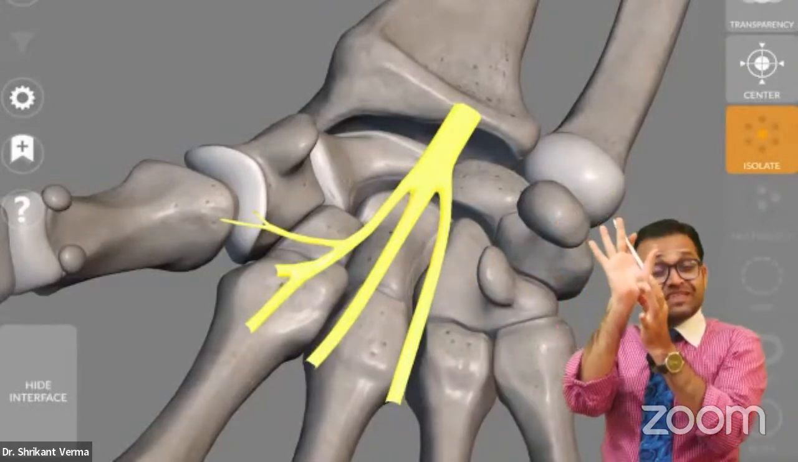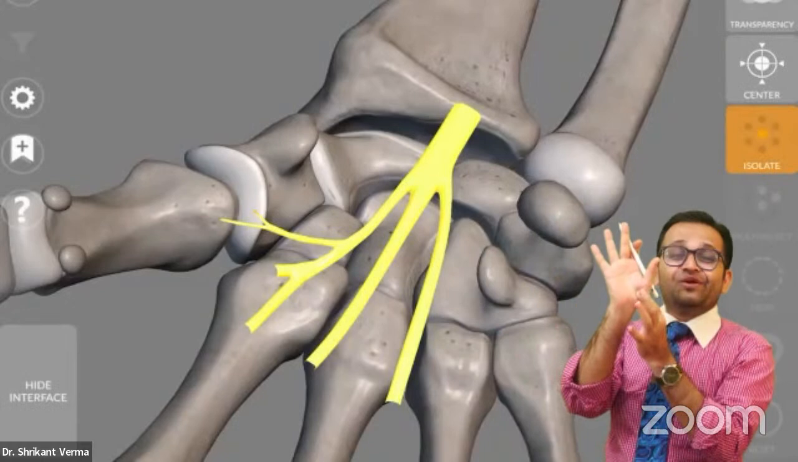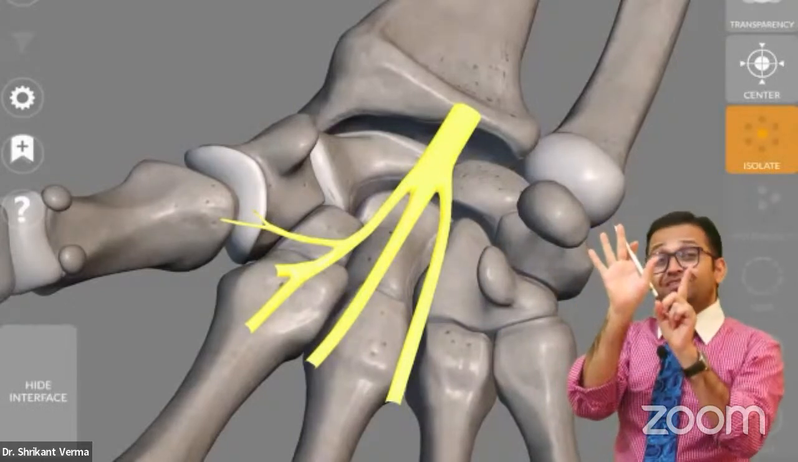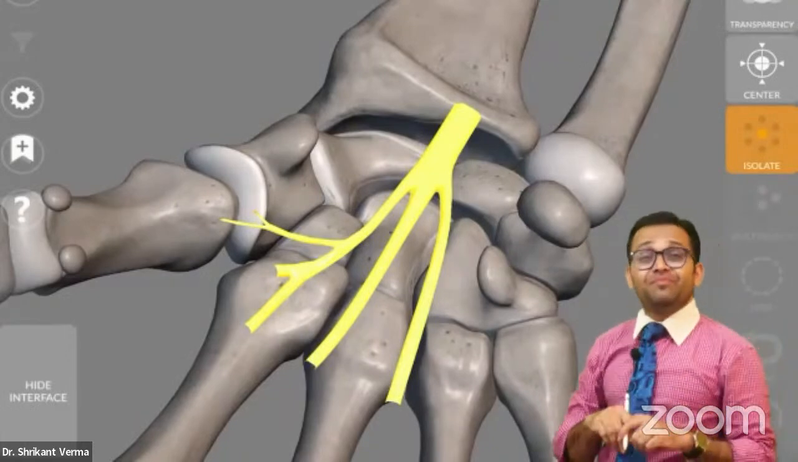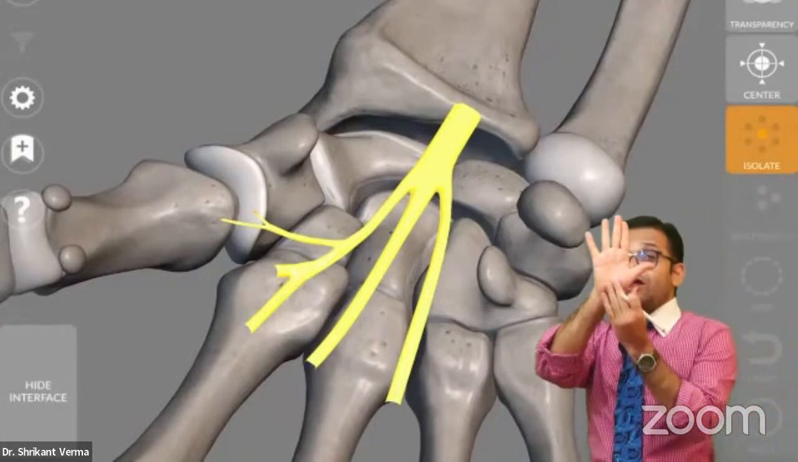Yes, thumb muscles, they are supplied by the median nerve except adductor pollicis and the deep head of flexor pollicis brevis. And remember the first and second lumbrical, these are supplied by the median nerve because these are located here.